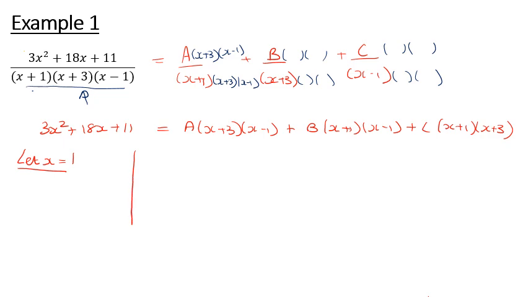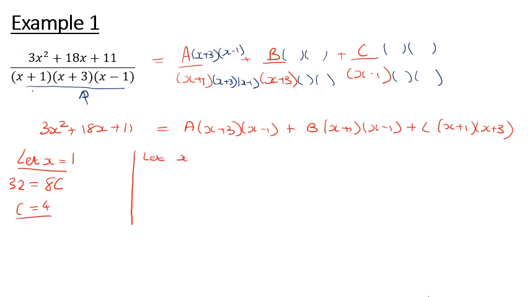So on the left-hand side, we would have 3 times 1 squared plus 18 times 1 plus 11, which is 32. On the right-hand side, the A part will disappear because the 1 minus 1 bracket is 0. The same for the B part. But for the C part, in one bracket we would have 1 plus 1, which is 2. And in the other bracket we would have 1 plus 3, which is 4. 2 times 4 is 8. So we would have 8 C's, meaning that C is equal to 32 divided by 8, which is 4.